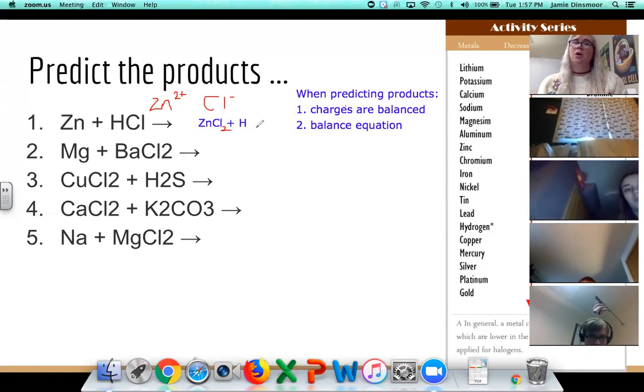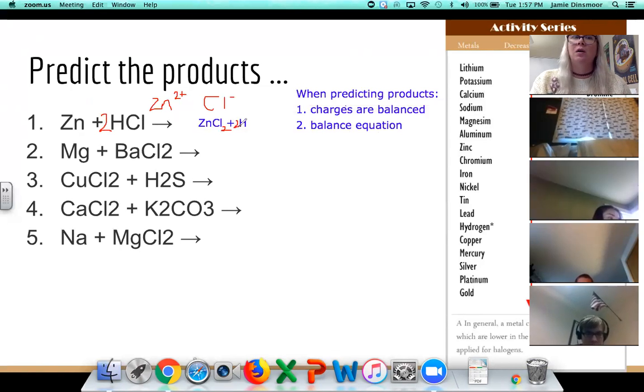Then we have to balance our equation, right? We balanced our product. Now we have to balance our equation. Well, we have 2 chlorines on this side and only 1 over here. So we're going to need to put a 2 in front, right? We're going to need 2 molecules of hydrochloric acid for every molecule of zinc. And then we're going to have to place a 2 in front of our hydrogen as well, because now we will get 2 hydrogens and 2 chlorines on each side.